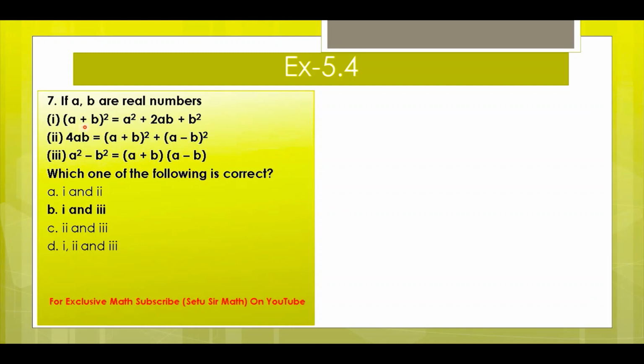This is the formula, a plus b whole square equals a square plus 2ab plus b square. Already you know. And a square minus b square equals a plus b into a minus b. The thing is, 4ab equals a plus b whole square plus a minus b whole square. This is the wrong thing, because if we put a minus in here, that would be the correct answer. So 1 and 3 is the correct answer here.